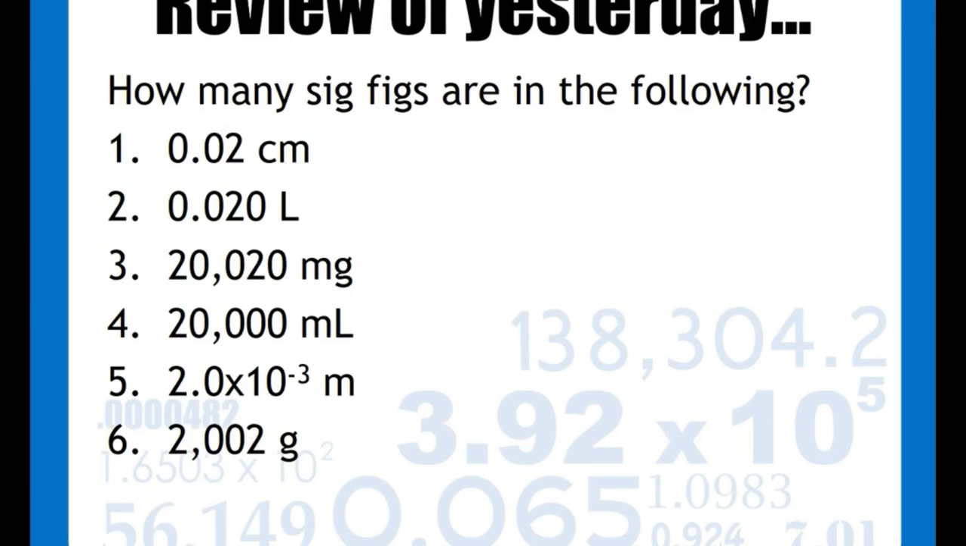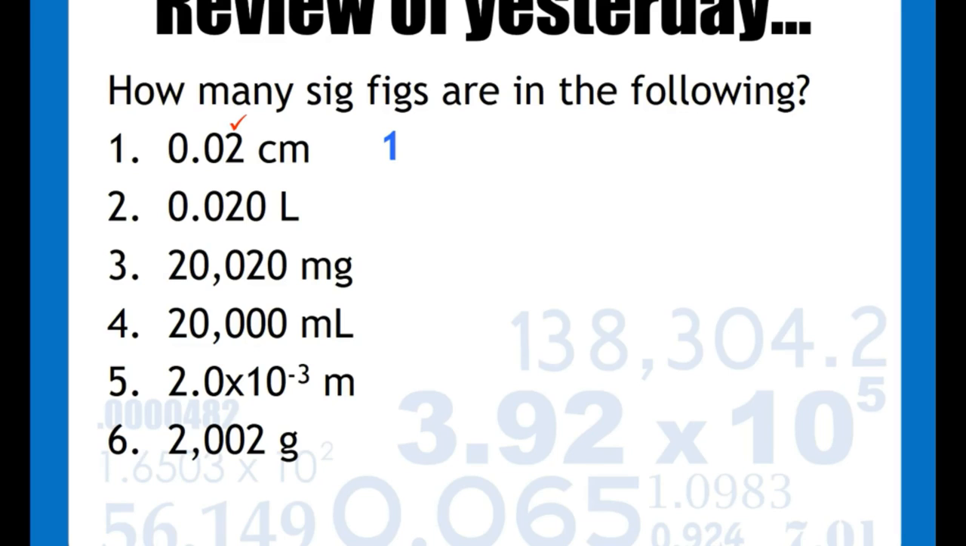You learned already how to identify the number of significant figures in a number. So for example, in number 1, the zeros in front are leading. They are never significant. That means that the 2 is the only thing that is significant.